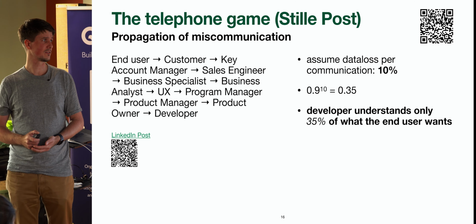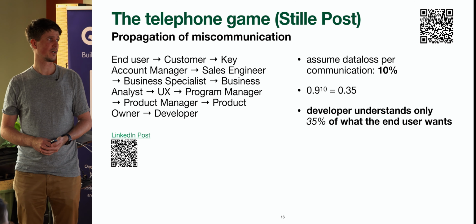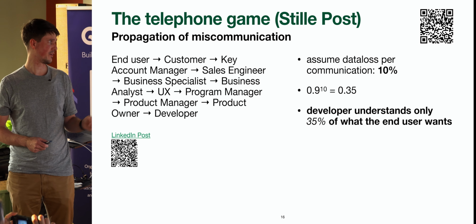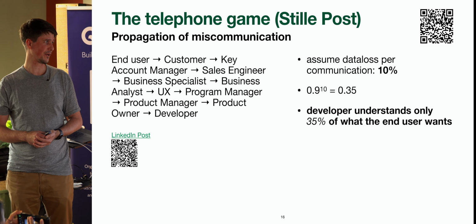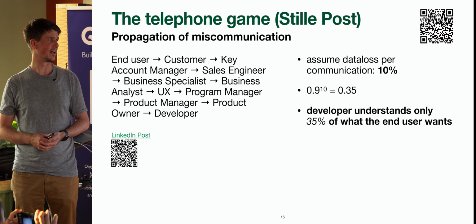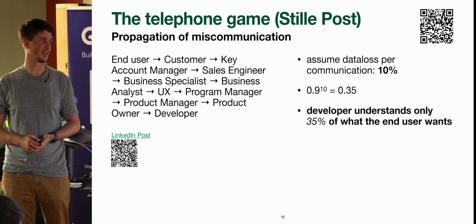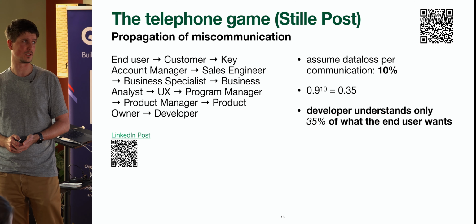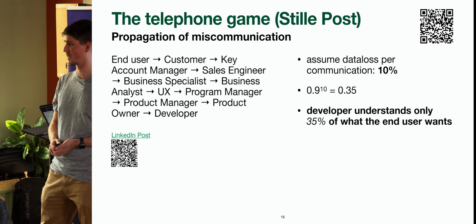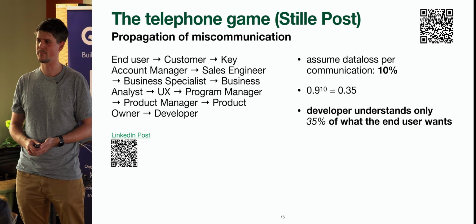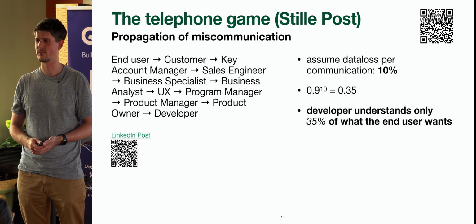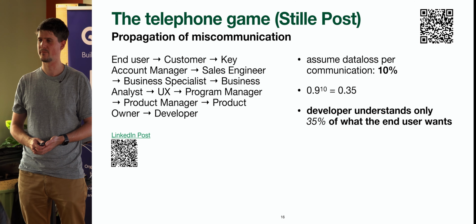Now this gets even worse if we're talking about 10 hops. And I actually found this chain in a LinkedIn post. I don't know if it was exaggerated or real, but in this case, the developer at the end would understand only 35% of what the user actually wants. That's the best case, because you're assuming that it's data minus data loss only.